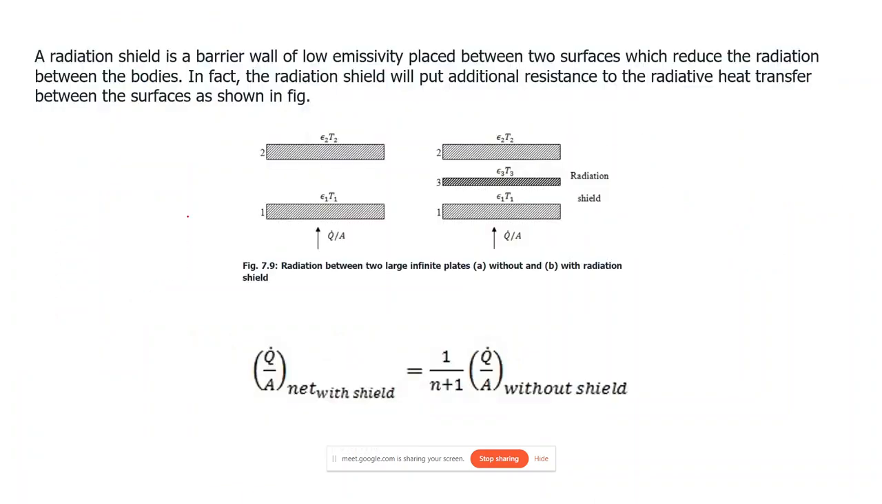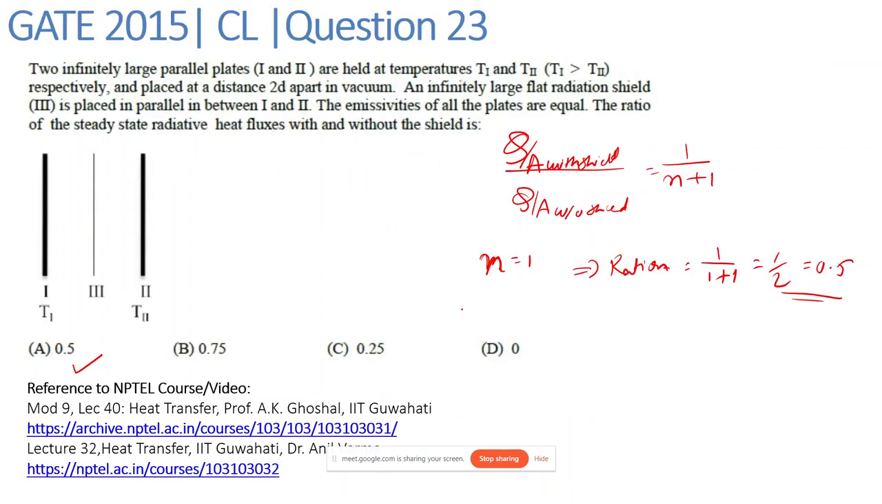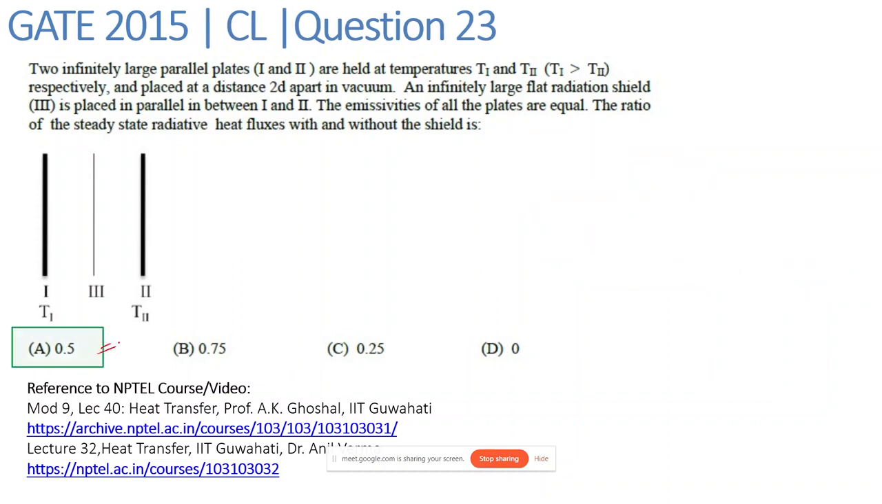So just to revise, a radiation shield is a barrier wall of low emissivity placed between two surfaces, which reduces the radiation between two bodies. As mentioned in the earlier question, these were our two infinitely large parallel plates and we were inserting radiation shields in between them. Then the heat flux with shield will be 1 upon n plus 1 times the heat flux without shield. So we used this formula to find that ratio and the final answer was 0.5, option A.